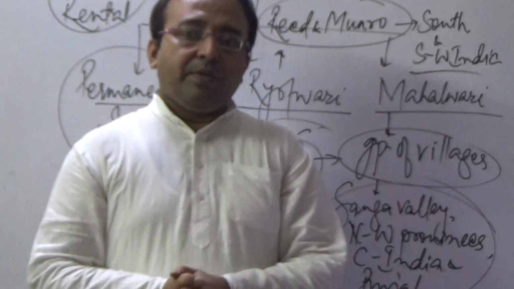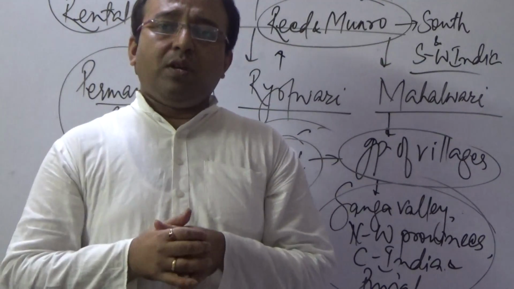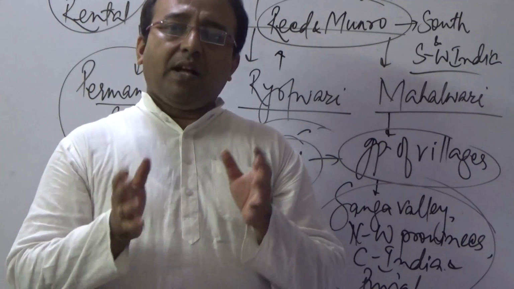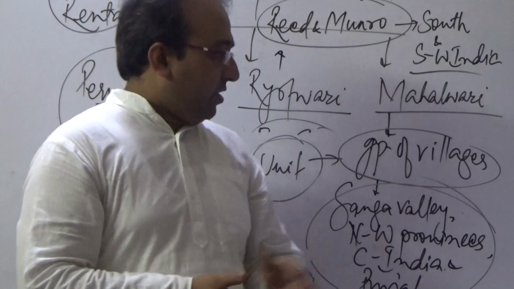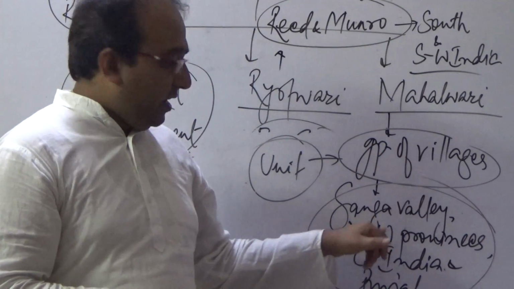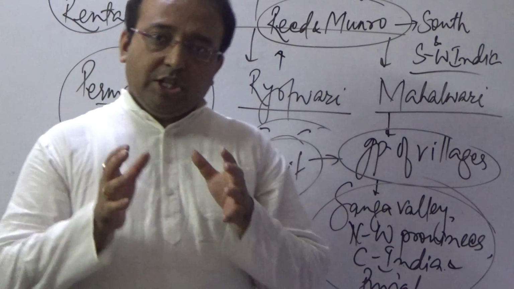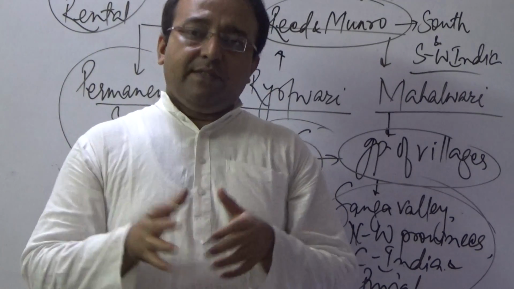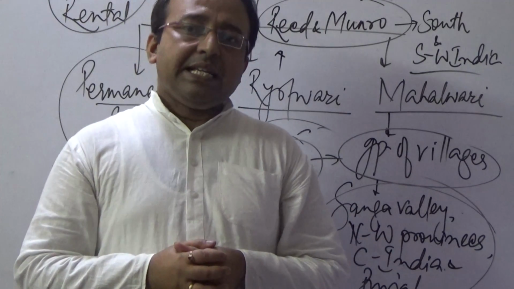In Mahalwari system, it was charged on the unit of villages only. So the village headman was supposed to collect the revenue on behalf of the company and hand it over to the company. So that was Mahalwari system. This system was very much functional in Ganga Valley, northwest provinces, central India and Punjab. So this was the Mahalwari system, which was charged at the village level. Mahalwari system was also known as a modified Zamindari settlement.